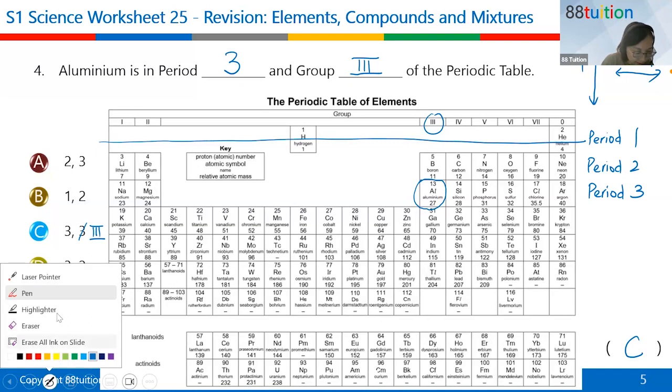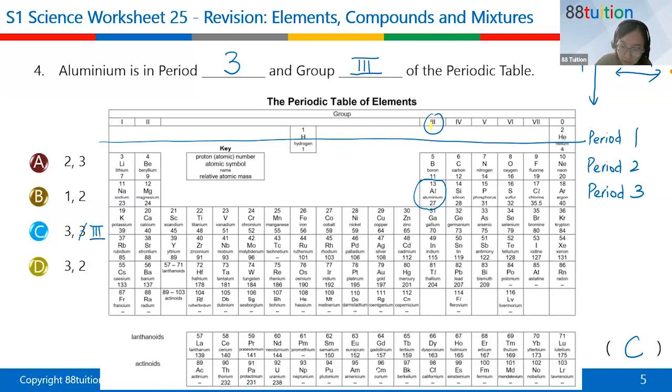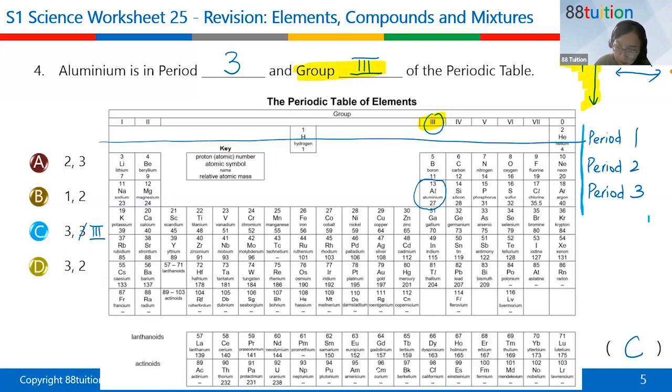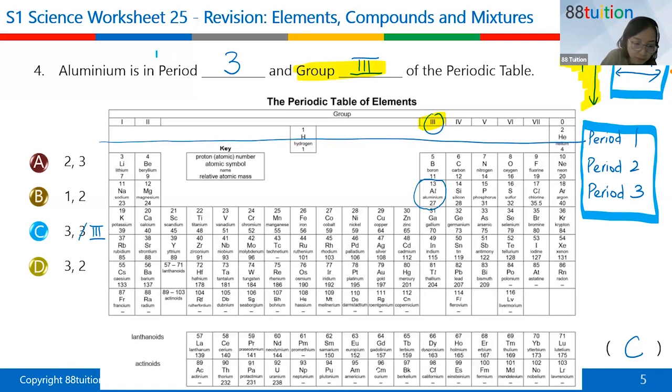Any questions so far? So group number, group is like that. So it is group 3. Then I change to the color for period. This is all on period. So it is period 3. I color coded it.